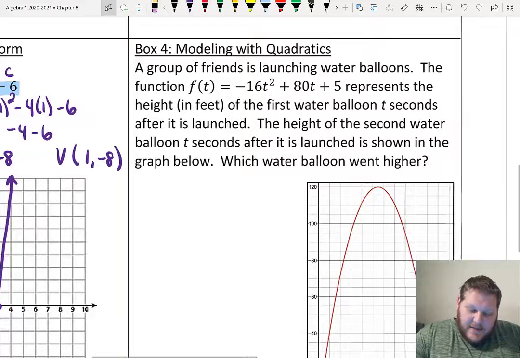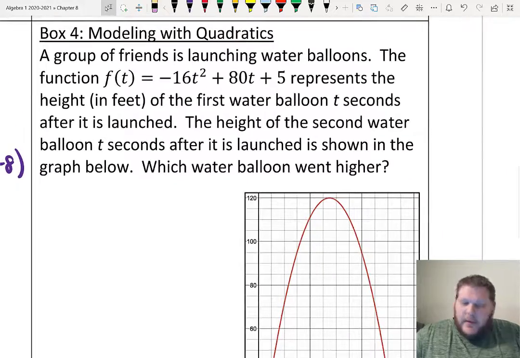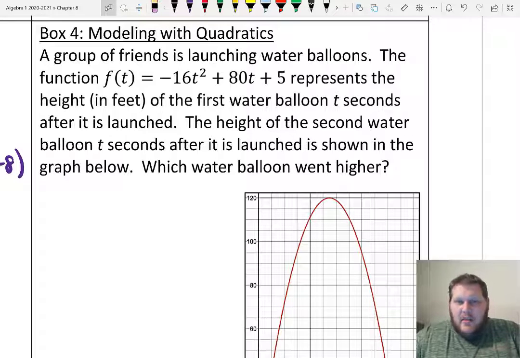All right, last but not least, box 4. We're doing some modeling with quadratics. In this one, we've got a group of friends that are launching water balloons. The function f of t equals negative 16t squared plus 80t plus 5 represents the height in feet of the first water balloon t seconds after it's launched. So that equation gives us the path that the first water balloon follows.